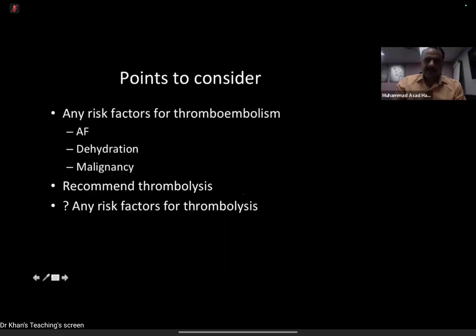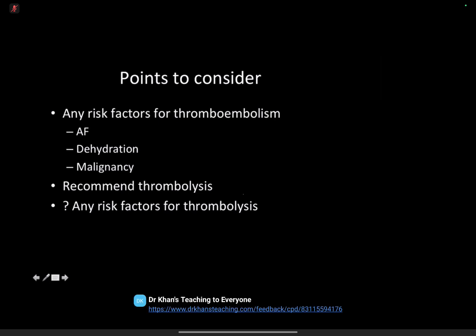Okay. Now, before I show you the other images, just wanted to emphasize, as with the previous case and this case, that if there is thromboembolism or just a local thrombotic process, you need to see whether the patient has got AF, dehydration, or if there is any undiagnosed malignancy. If it's just a first presentation, you recommend thrombolysis. And also, at the same time, you assess is there any risk for thrombolysis. As I mentioned, if the patient has had a recent surgery in the last 6 months, then you don't perform the thrombolysis. Okay? All right.